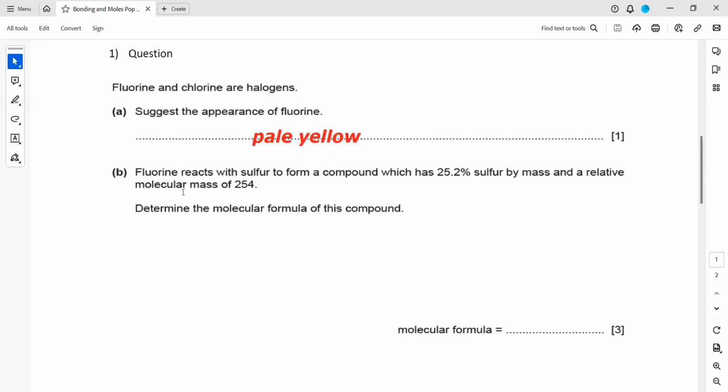Then we have fluorine reacting with sulfur to form a compound which contains 25.2% sulfur by mass and has a molecular mass of 254. Determine the molecular formula. So fluorine is reacting with sulfur, and it contains 25.2% sulfur. If 25.2% sulfur is there, how much fluorine is there? Because of the total percentage, this will be 74.8% fluorine.